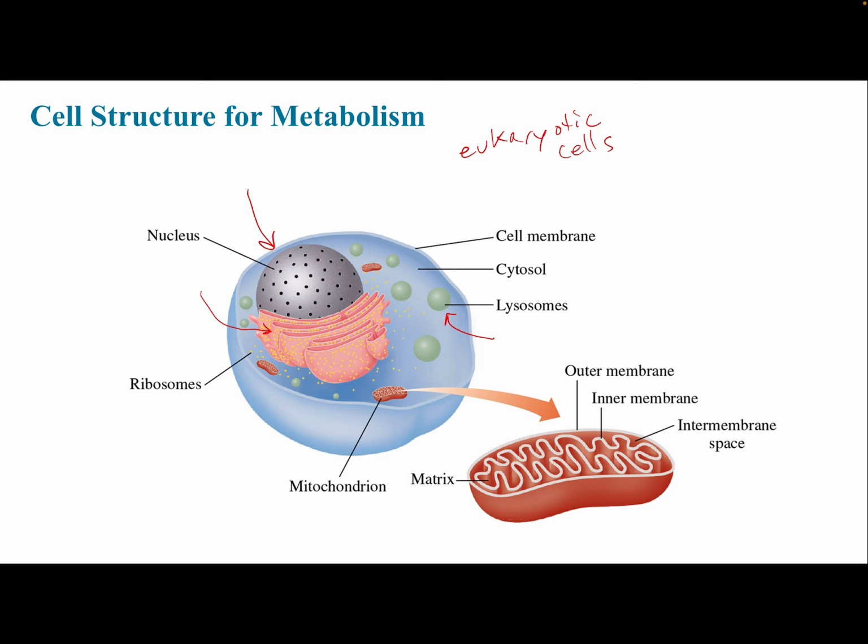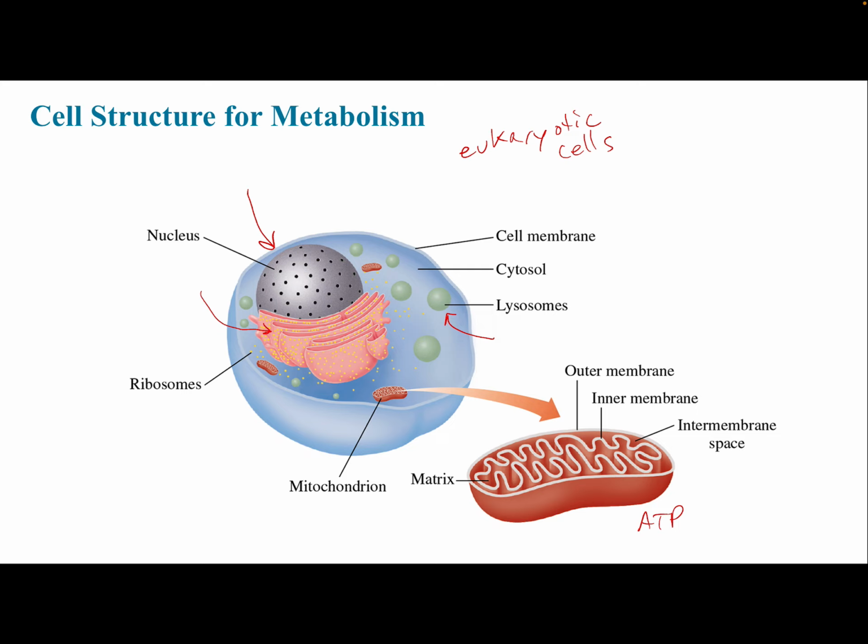But the cytosol and the mitochondria are what we're going to be focusing on. The cytosol is the fluid part of the cell. It contains electrolytes and enzymes that catalyze many of these reactions that we're going to be talking about. And then, of course, there's the mitochondria. The mitochondria are what we call the powerhouses. This is where ATP is produced, and it's produced inside the matrix of the mitochondria.